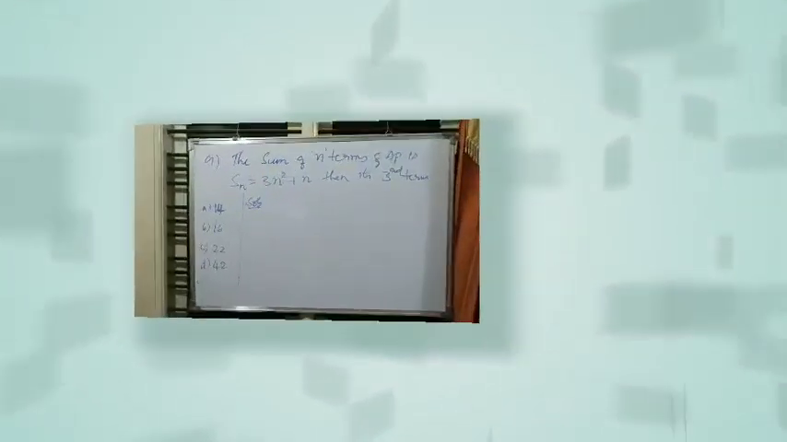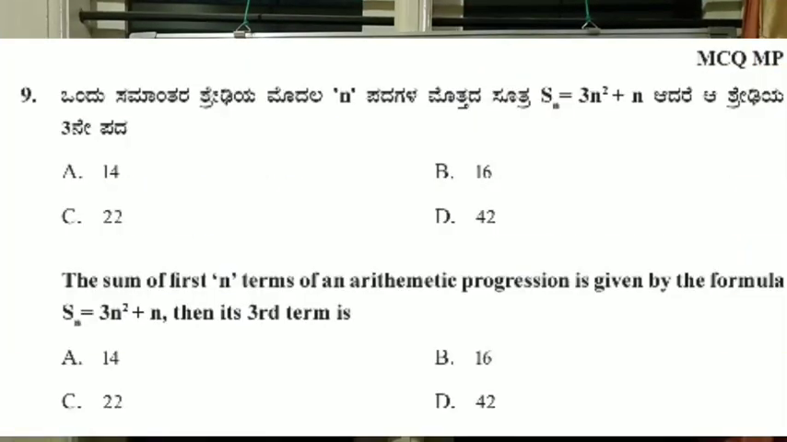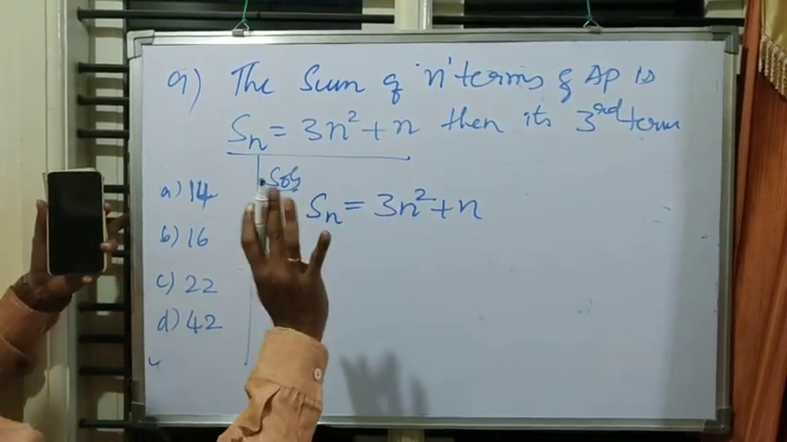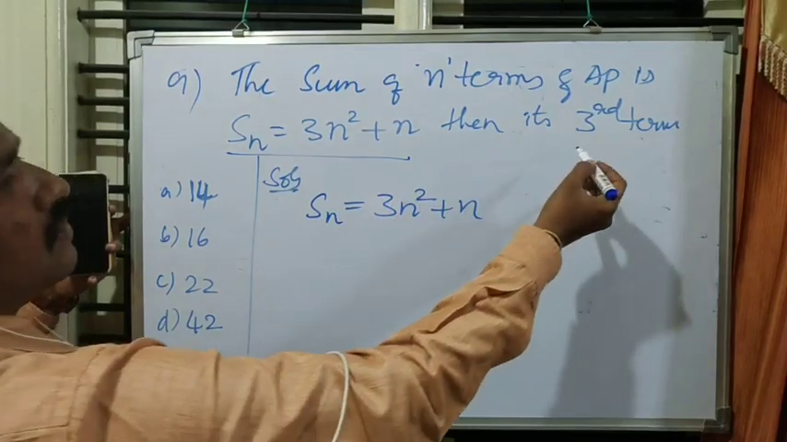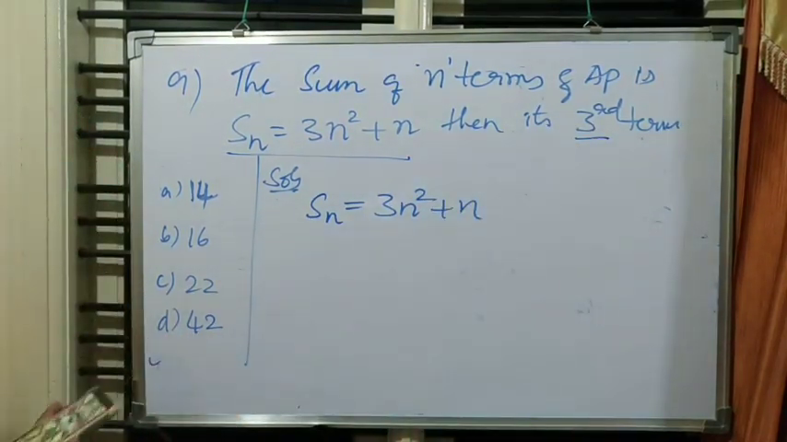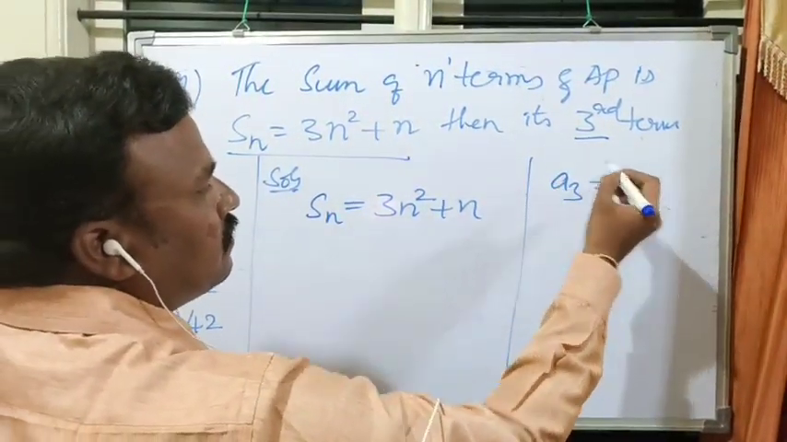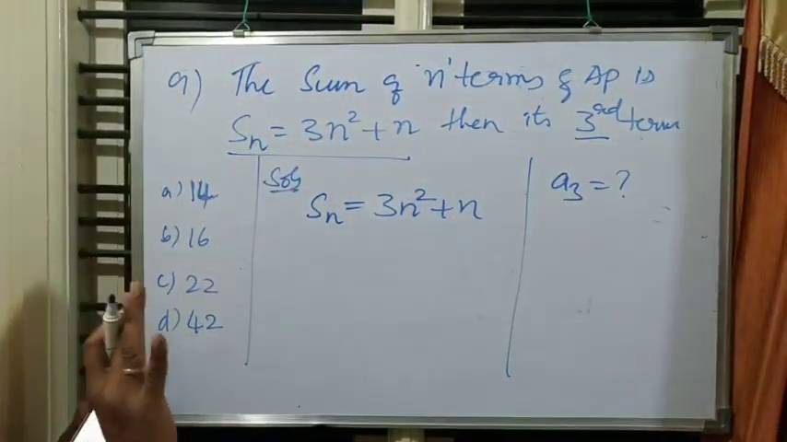Okay, dear students, now let us come to the 9th problem. This is also an AP chapter problem. Very simple. They have given the sum of n terms equation, that is Sn. Sn is equal to 3n square plus n. This is a standard given equation. Here you have to find the third term. Not the sum of three terms, it is only the third term. The third term is nothing but A3 you have to find, not S3. So please keep it in your mind.